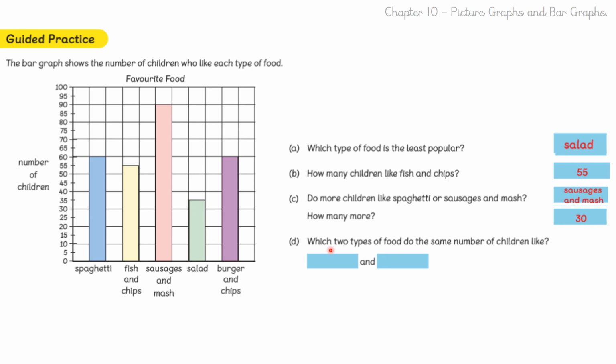Last question. Which two types of food do the same number of children like? So we need to look for two bars that are exactly the same size. Can you spot them? That's it. The purple bar and the blue one, but let's check just in case. So 60 children like spaghetti, and the purple bar refers to burger and chips. How many children like burger and chips? 60 children as well. So our answer is spaghetti and burger and chips. You've done amazingly well.